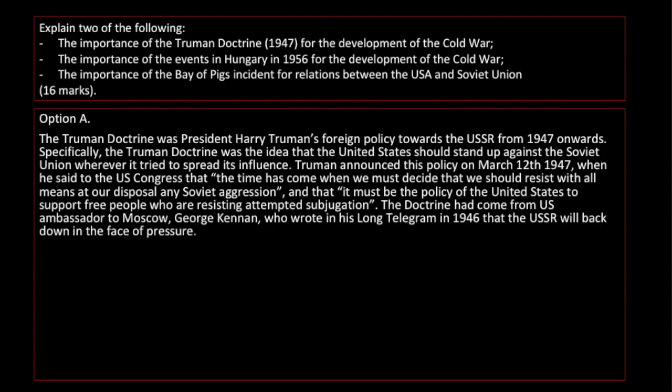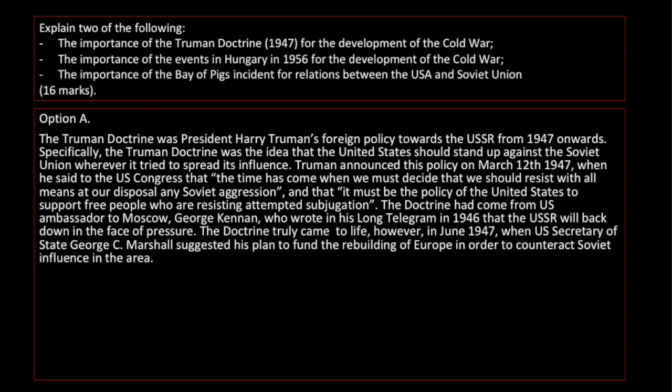The doctrine had come from US Ambassador to Moscow, George Kennan, who wrote in his long telegram in 1946 that the USSR will back down in the face of pressure. The doctrine truly came to life, however, in June 1947, when the US Secretary of State George C. Marshall suggested his plan to fund the rebuilding of Europe in order to counteract Soviet influence in the area.